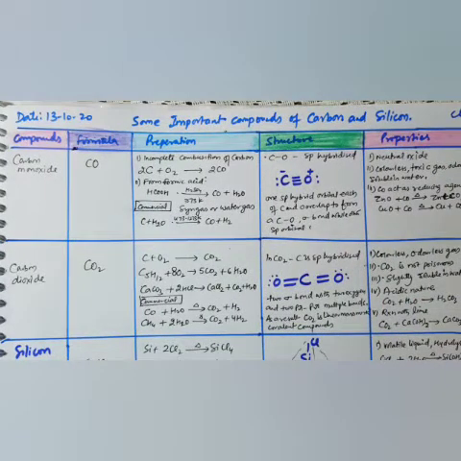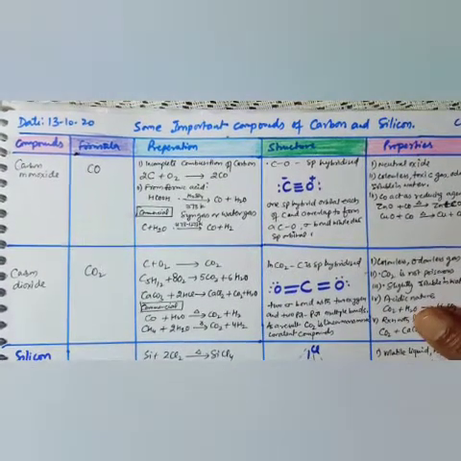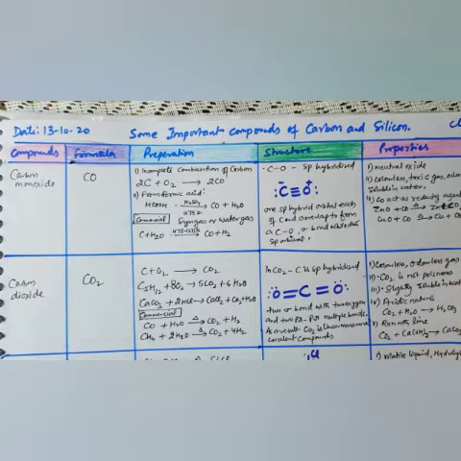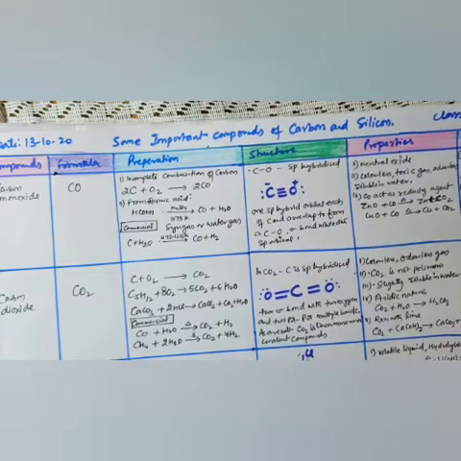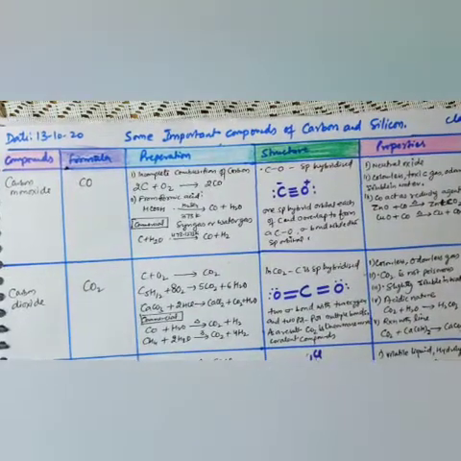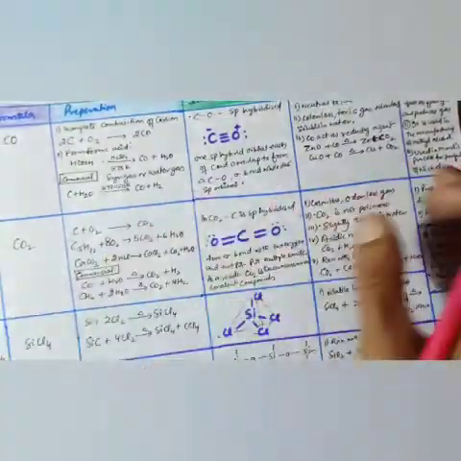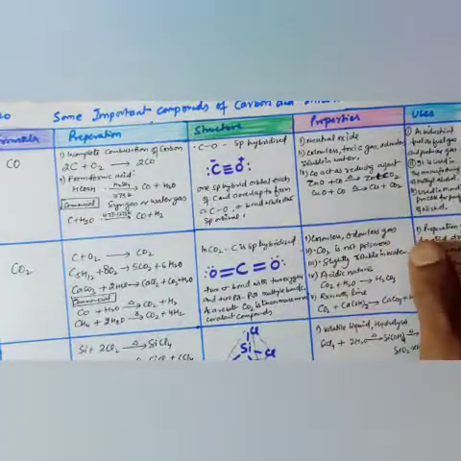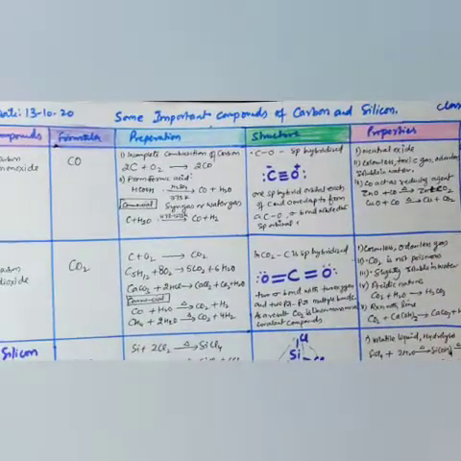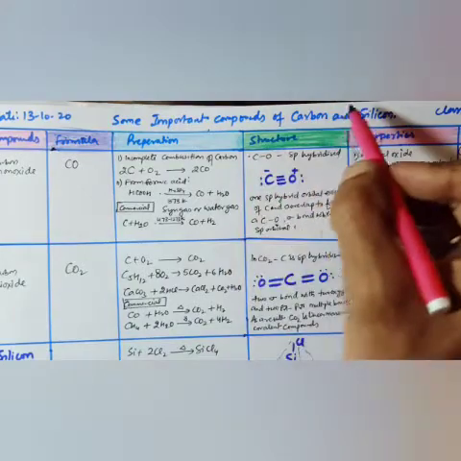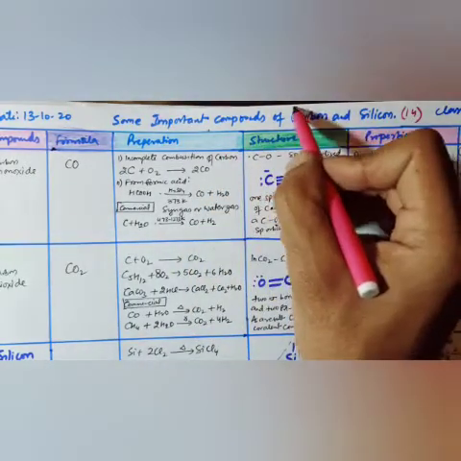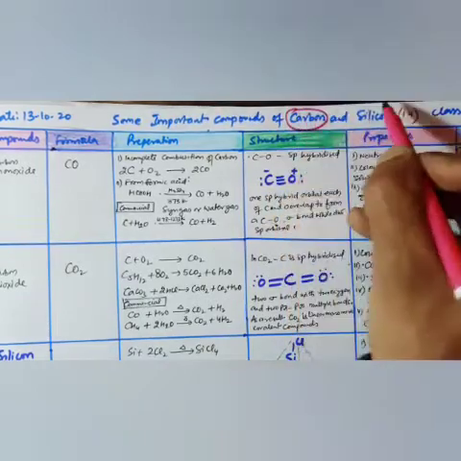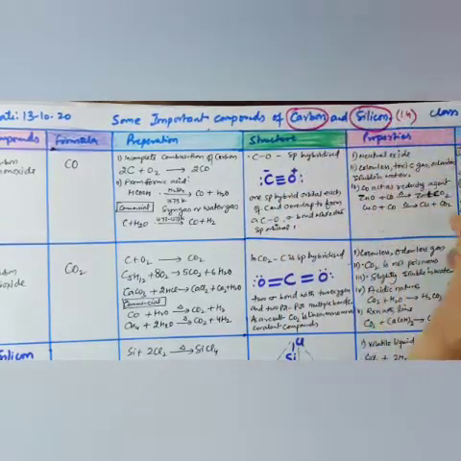Without wasting any time, let's start today's topic. As you know, we are doing our Unit 11, that is p-block elements, in which we have done the boron family and the carbon family, and yesterday we started carbon also. Today I'm going to tell you about the important compounds of carbon and silicon from group 14.